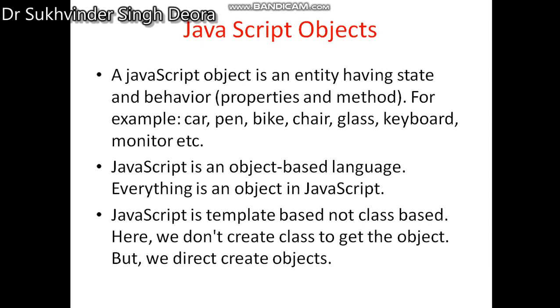An object in JavaScript is nothing but an entity having state and behavior. So if you have state or behavior, then we'll say that's an object. For example, we can have car, pen, bike, etc. These can be considered as objects.